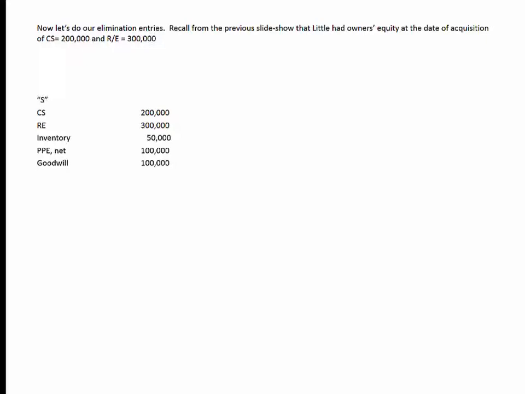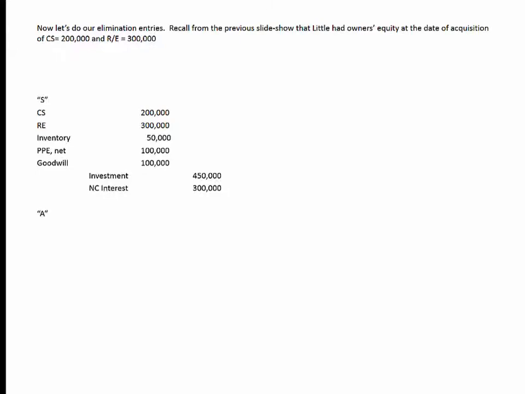Now, the total of those debits, $750,000, is going to be split between the parent's investment in Little account and the non-controlling interest in proportion to their ownership. The parent owns 60% of Little, so the investment in Little account will be credited for $450,000, 60% of the total value of the firm at that time, and the non-controlling interest gets the other 40% of that $750,000.